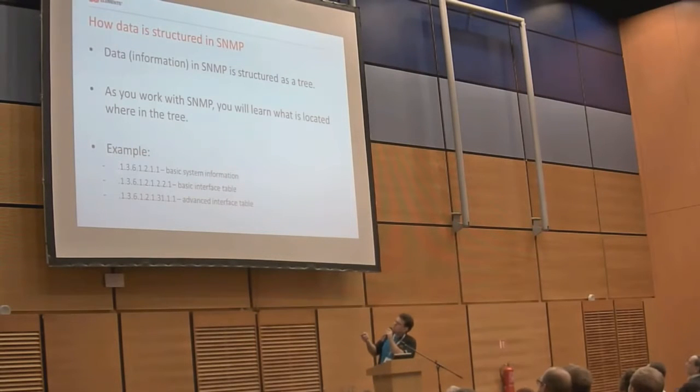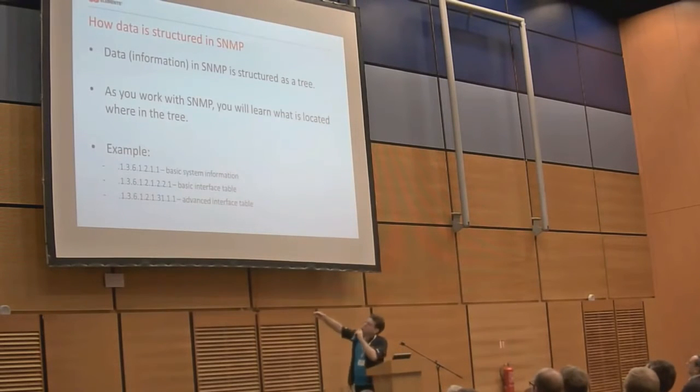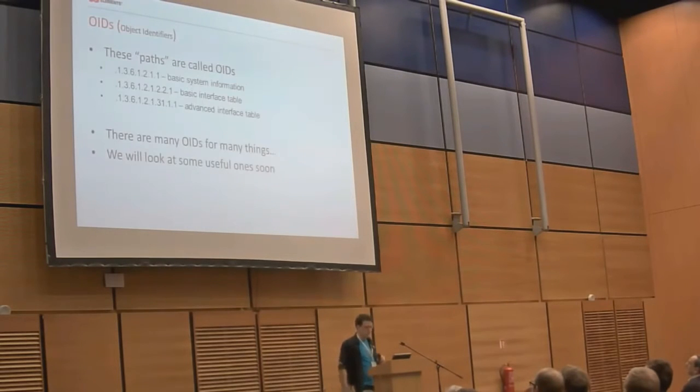You have the root node, which is .1, and then you have the tree structure expanding. So .1.3.6 and so on is basic system information. Then if you continue down that tree, but through a different branch, you can see .1.3 is the same, and even .6 is the same, and it actually splits somewhere down here. This is the basic interface table. And then this branching sequence inside of the SNMP tree is the advanced interface table. Don't worry if you don't understand this, we'll cover it a bit more in a few seconds.